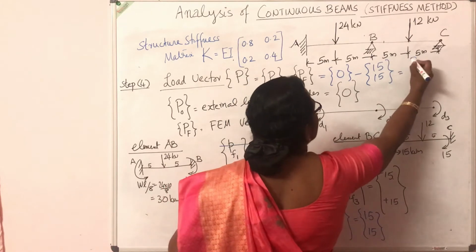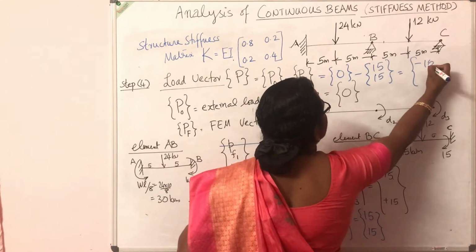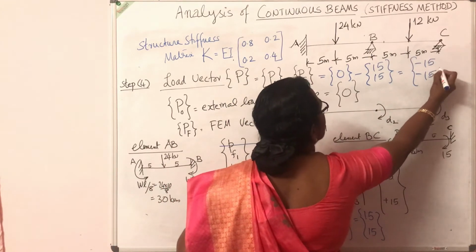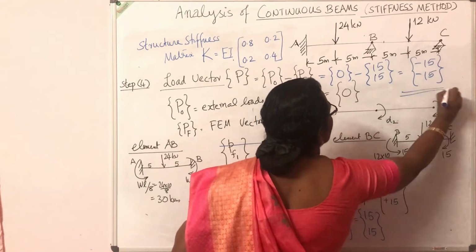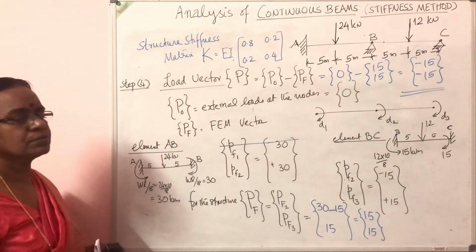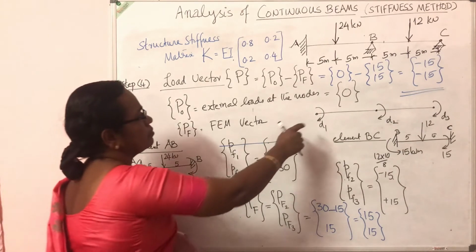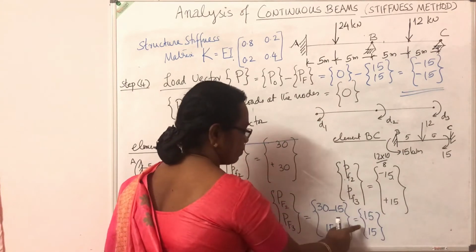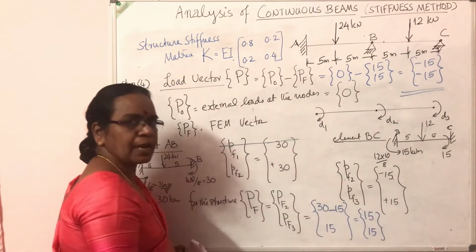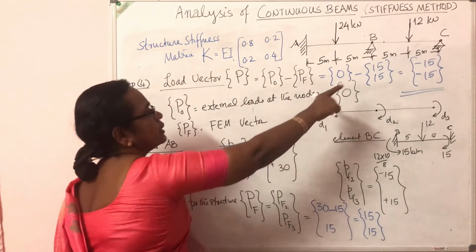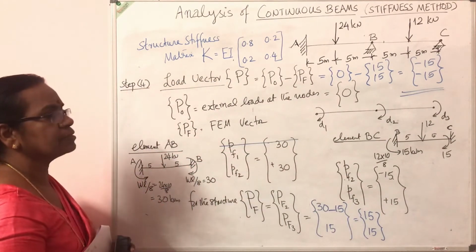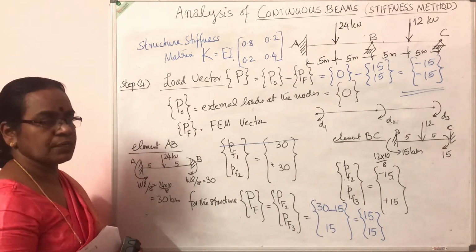So we will get it as minus 15, minus 15. This is the equivalent joint load, or the load vector P0 minus PF. P0 is already 0. PF we have added up from element to element. So we will get the load vector as minus 15, minus 15.